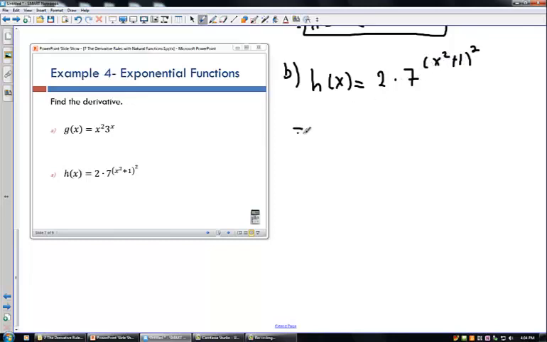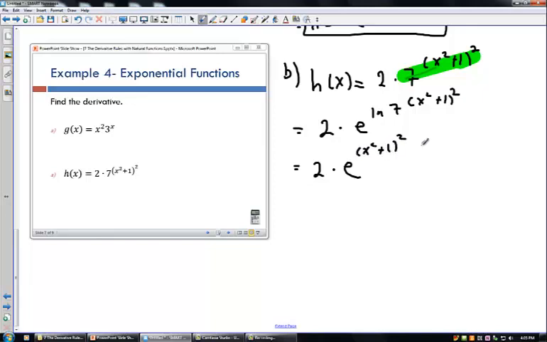And if I want to take a derivative of this, again, I need to write this thing right here in terms of e's. And so I just use that simple identity, e to the ln of anything is anything. So I have 2 times e to the ln of 7 to the x squared plus 1 quantity squared, which is equal to 2 times e, the exponent can come down in front, so x squared plus 1 quantity squared ln of 7.